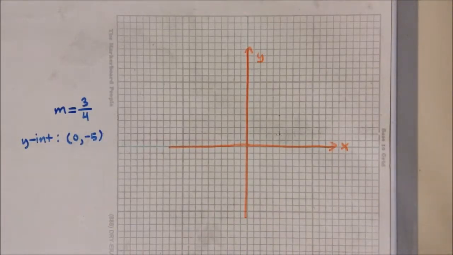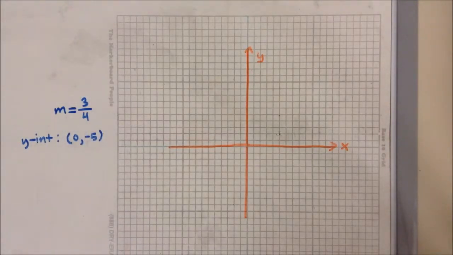So in this next part, we're going to talk about graphing when you're given a slope and a y-intercept. We covered this in the previous chapter, and it's pretty easy, very simple.